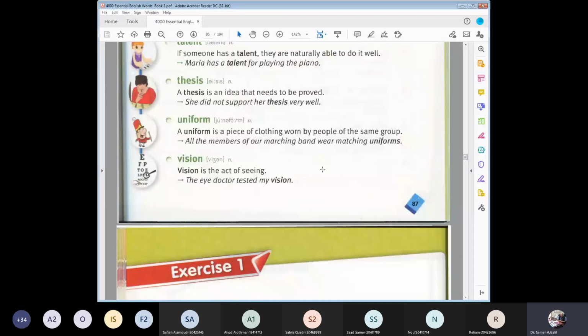And of course, you know what a uniform is. When everybody wears the same kind of clothes. And this applies to companies and shops, and even some schools.